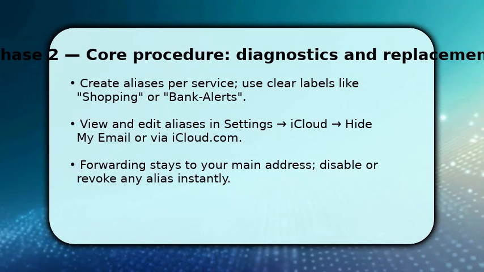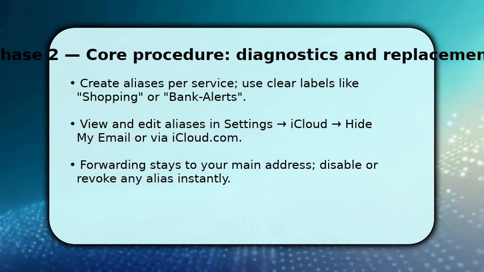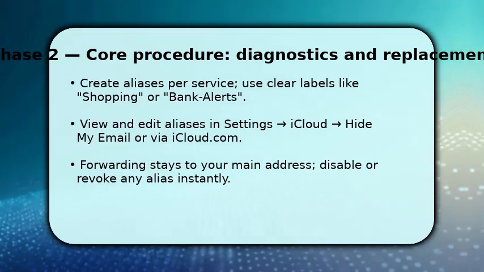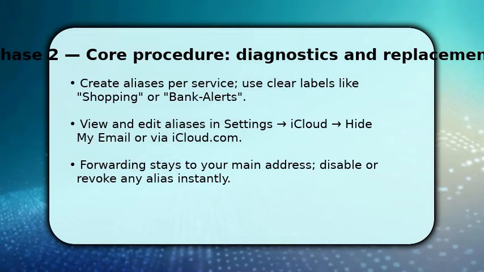Next, create separate aliases for different services to track senders and limit spam. You can name each alias with a label: shopping, banking, newsletters, and Apple stores the forwarding rules.